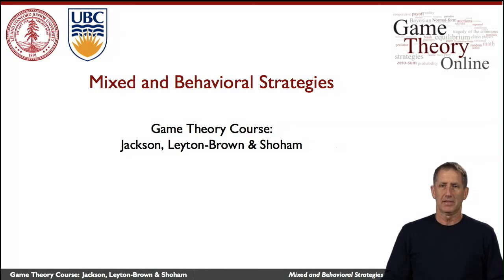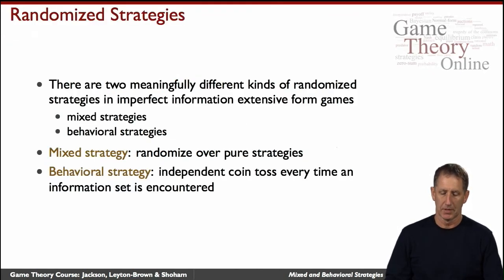It turns out that extensive form games with imperfect information give rise to subtly different classes of strategies. And in particular, one can make a distinction between behavioral and mixed strategies. And they're fundamentally very simple to explain.